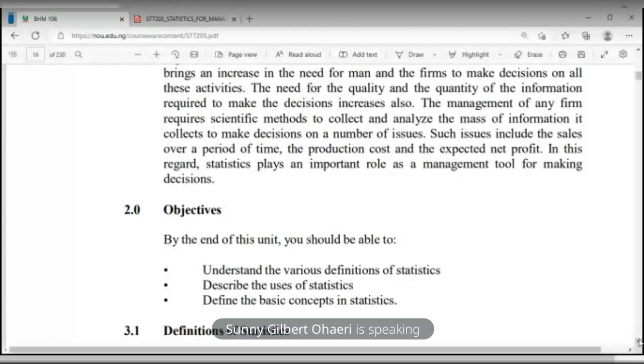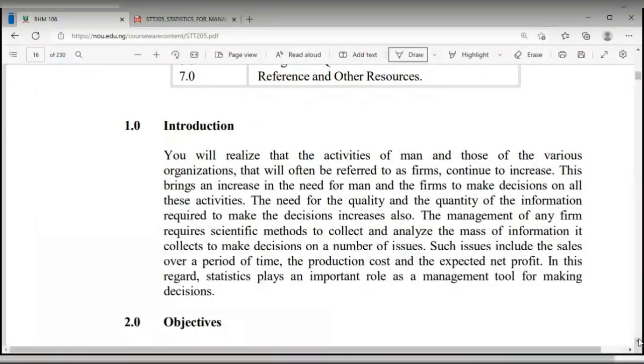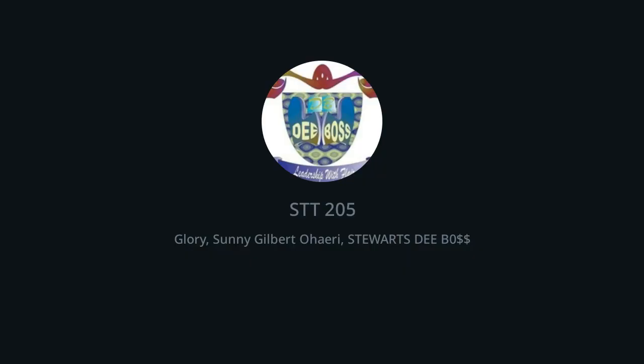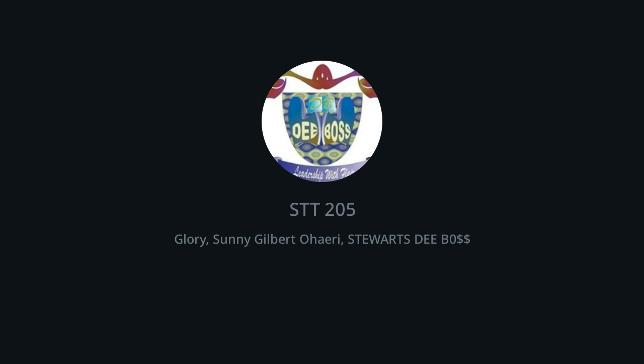So, introduction. You will realize that the activities of man and those of the various organizations that will often be referred to as firms continue to increase. This brings an increase in the need for man and the firms to make decisions on all these activities. Now, the need for the quality and the quantity of the information required to make the decision increases also.